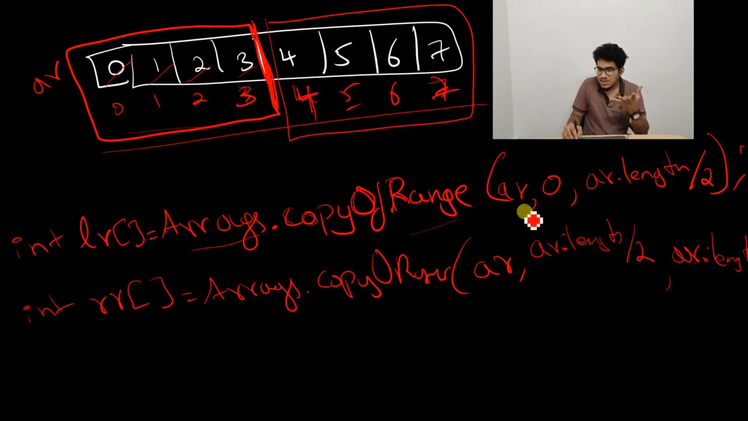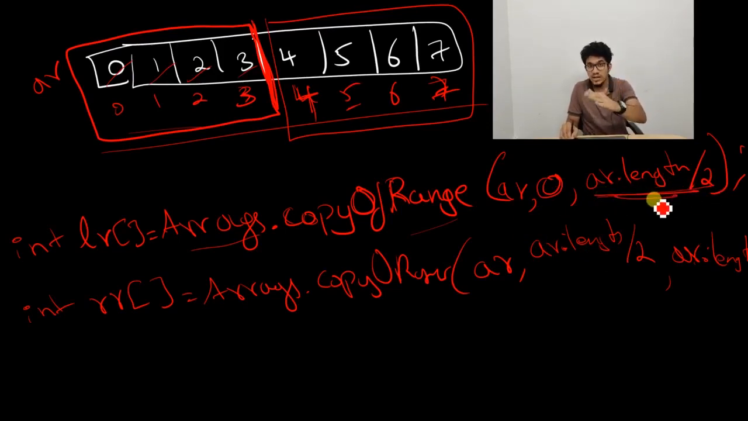So the logic is like this. We are copying from 0 to ar.length/2. Is ar.length/2 included here? No, it is excluded. But it is included here, in the right array. ar.length/2 is included in the right array. Yes, so this is how to split them.